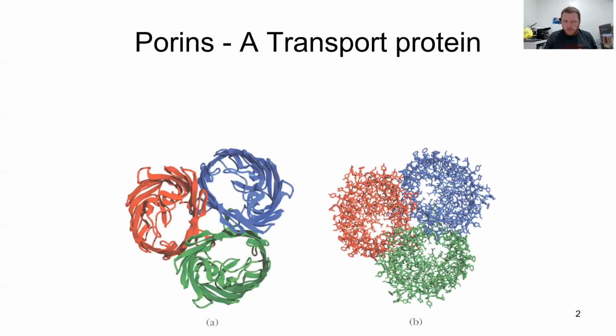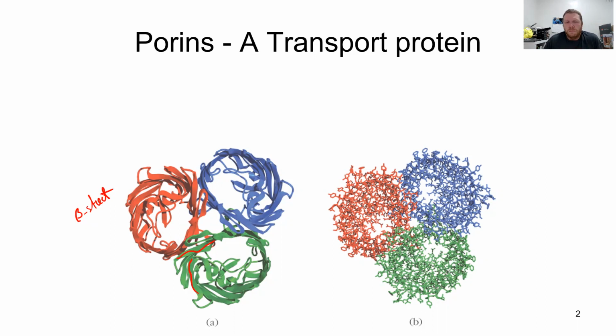So the first thing that I want to start out with for lecture number 31 is a discussion of porins. Porins are an example of a transport protein. And if you look at this slide right here, one of the first things that I'd like you to recognize is we've got these bands, these ribbon structures. I'm just trying to point out a couple of them. And these are beta sheets. So we talked a little bit about alpha helical proteins as well as sheet proteins.